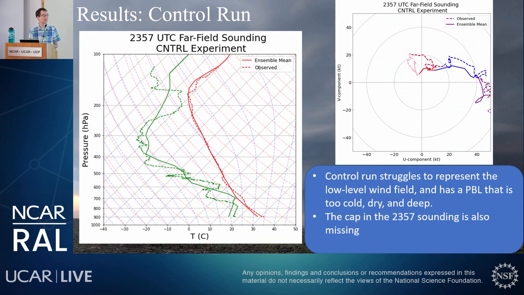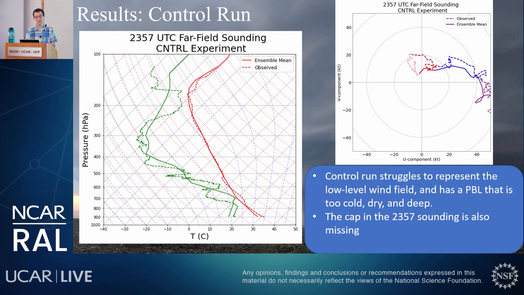And we're also going to look at how that compares to some of our mobile soundings from TORUS. So this is the control experiment in solid lines compared to the observed sounding in dashed. And you can see that our PBL is, strangely enough, too cold, too dry, and too deep, which is not a combination you see too often. And the vertical wind profile is really missing this nice loop here in the lowest kilometer. We're also missing the cap in that 2357 sounding.